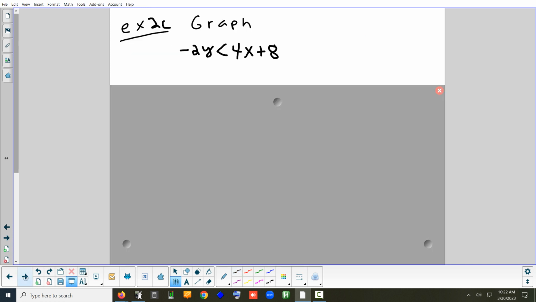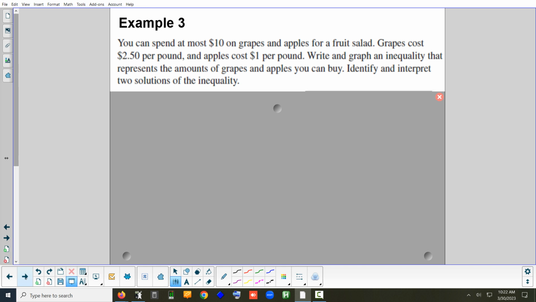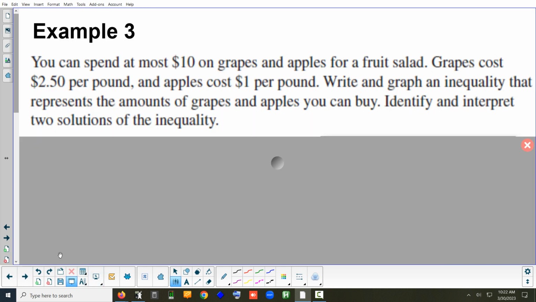All right, so let's try this one. Do you guys already have that printed on the guided notes? Okay. Perfect. Make sure the numbers are the same. $10, $2.50, $1. Okay, perfect.